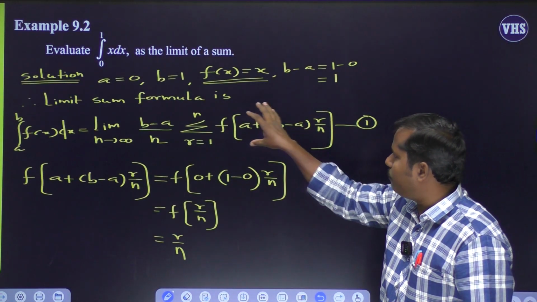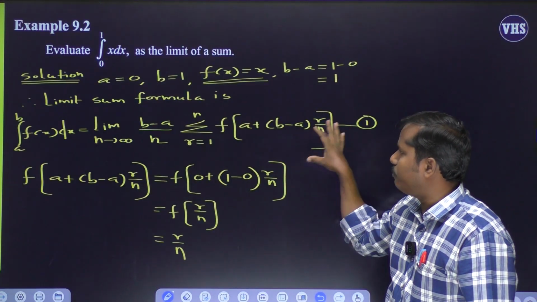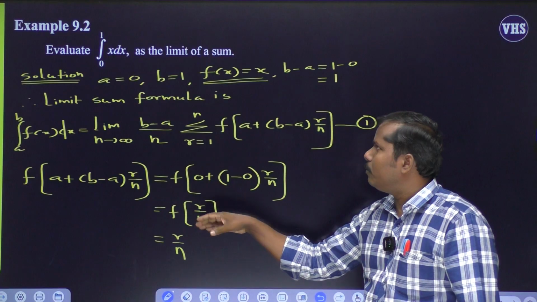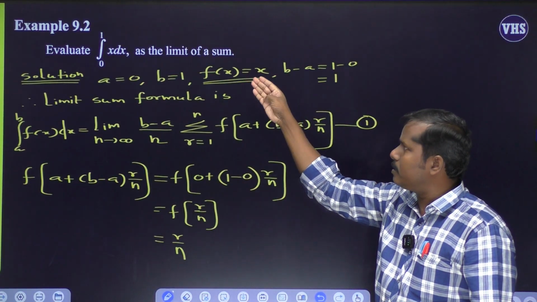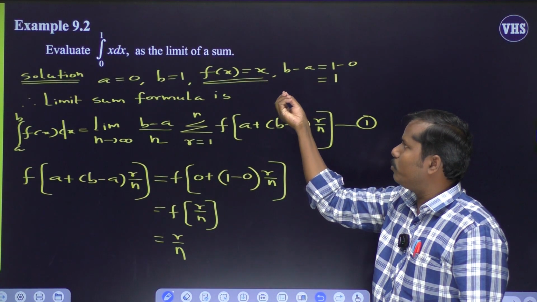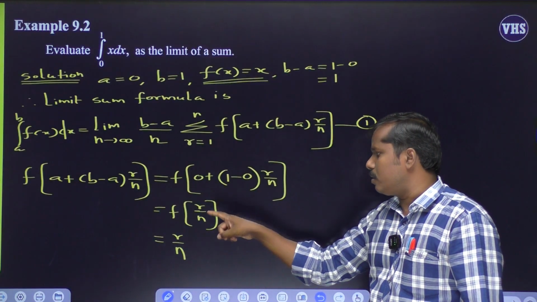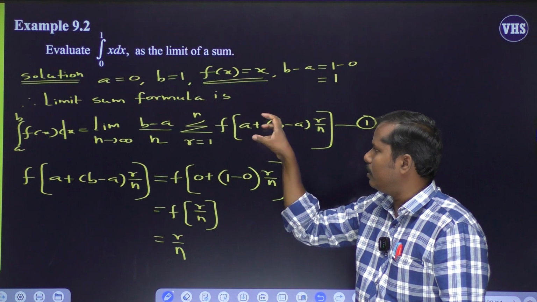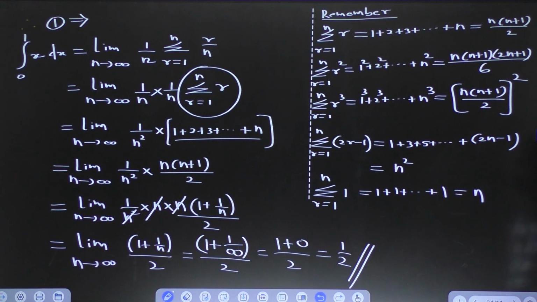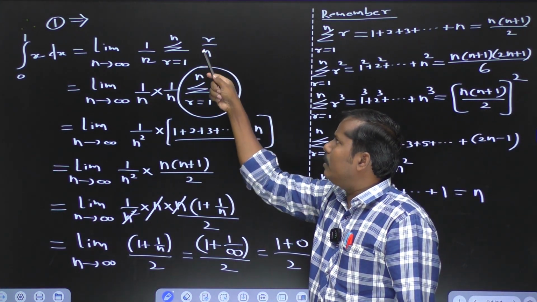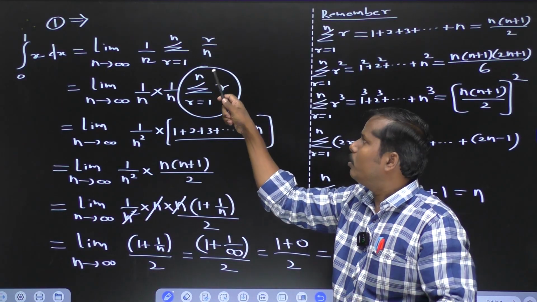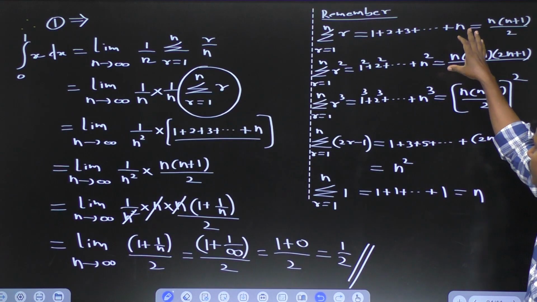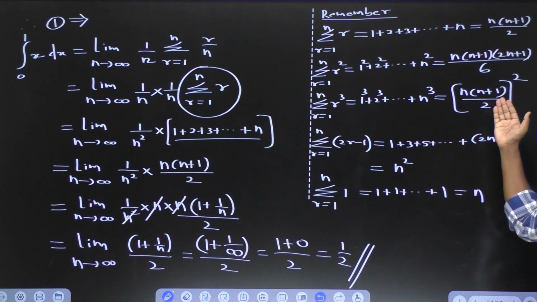Then you focus on f of this. You calculate the answer for f of this. Substitute for a, substitute for b, simplify. By using the given function, here f of x equals x, you get the output same as the input. So r by n means r by n; according to the given function, it will change. Then substitute these things in the limit sum formula. Whenever the term is independent of r, you take it outside, then you expand this. The expansion will come under any one of these types. Then use the results accordingly.